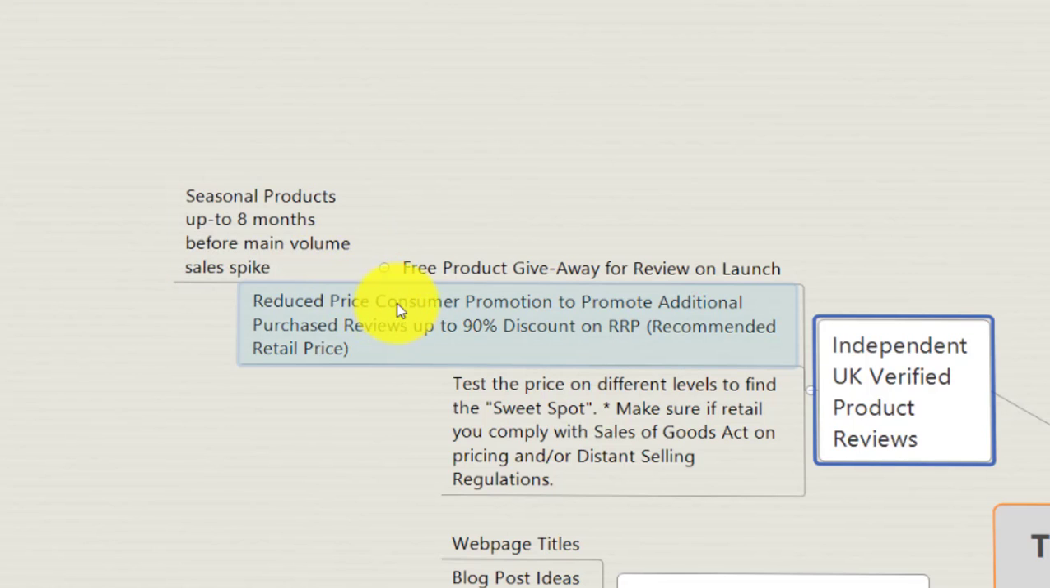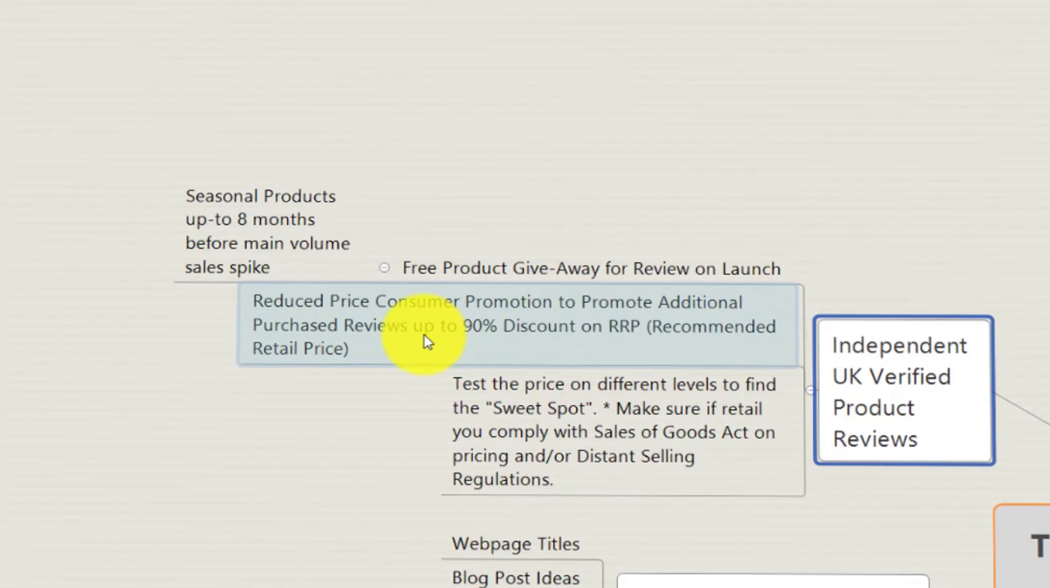Now, when you've gone from the first initial product giveaway and you've taken into account the seasonal variations and also your supply chain, and the supply of the whole raw materials right through to the end product, you then need to do a further promotion, and you might have to give up to a 90% discount off the recommended retail price that you're using in the UK market.